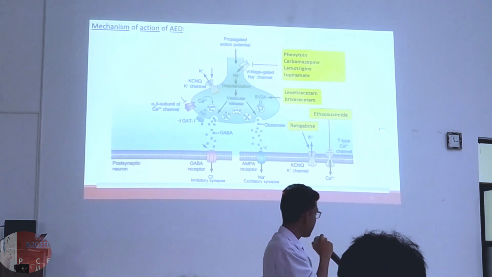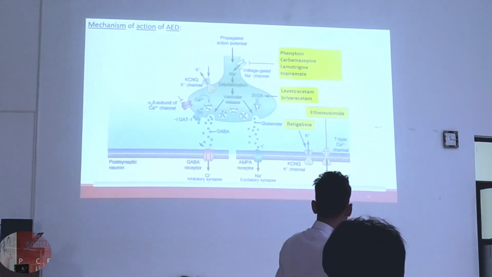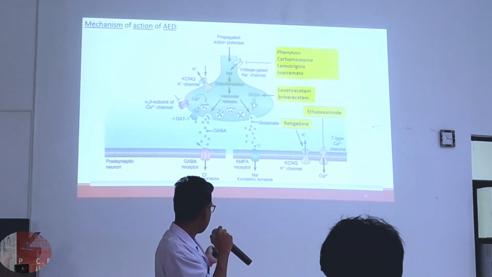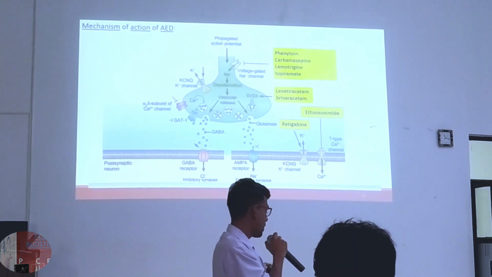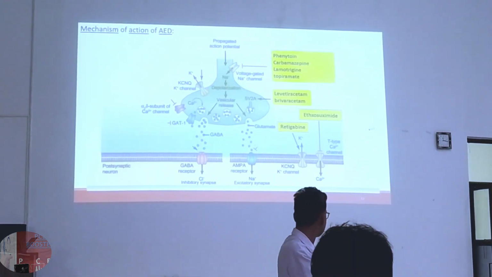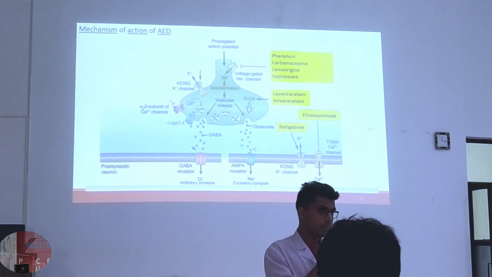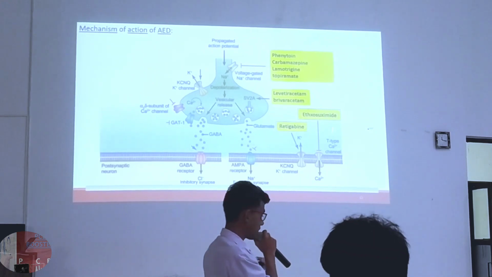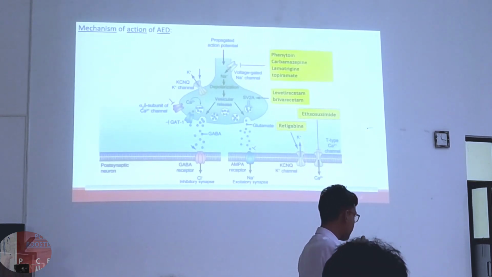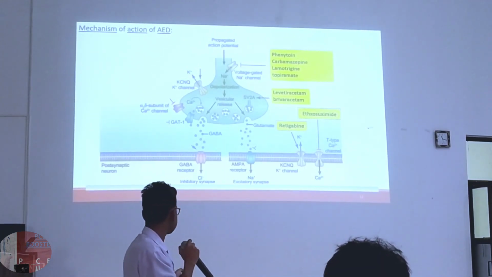Next will be retigabine, which is actually a potassium channel opener here. In normal physiology, this potassium channel will be closed in the presynaptic membrane or the postsynaptic membrane here. But if we use this retigabine, it opens the potassium channel in both the presynaptic and the postsynaptic membrane, and ultimately there will be the release of potassium from inside the cell to the outside of the cell. That will lead to repolarization, and that will decrease the depolarization, decrease the action potential, and in the same way decrease the excitability.